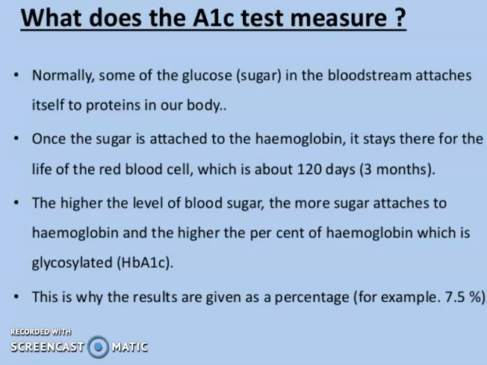So what does the A1c test measure? Normally some of the glucose in the bloodstream attaches itself to proteins in our body. Once the sugar is attached to the hemoglobin, it stays there for the life of the red blood cell, which is about 120 days, 3 months. The higher the level of blood sugar, the more sugar attaches to the hemoglobin and the higher the percentage of glycosylated hemoglobin HbA1c, and this is why the results are given as a percentage, for example 7.5%.